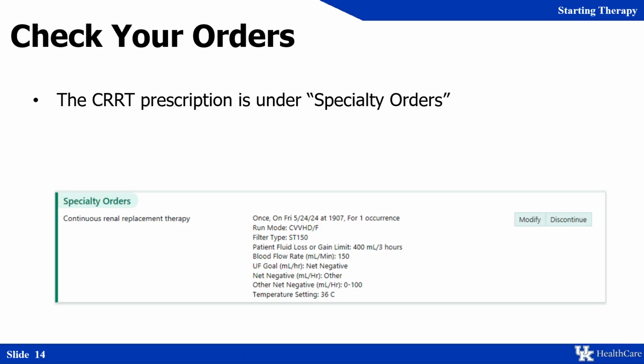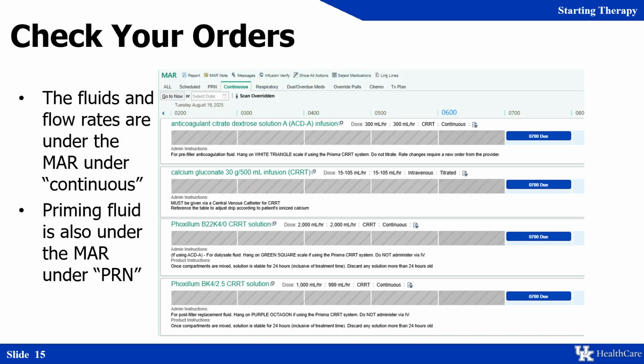Now, how does this actually look in Epic? Well, if you go to your specialty orders, this is where the CRRT prescription is. You can see everything that I just said right here. You're not going to see the fluids, however, that's going to be in the MAR. So here they are in the MAR. I have it filtered by continuous up there, as you can see.